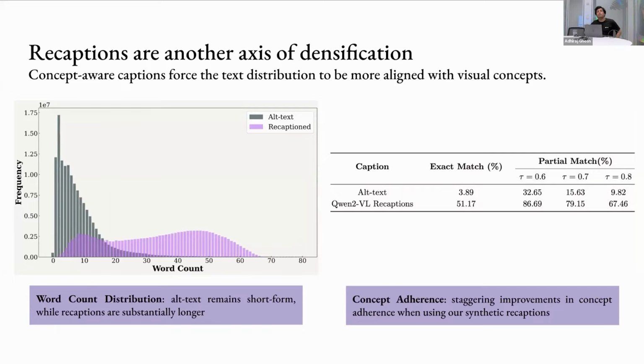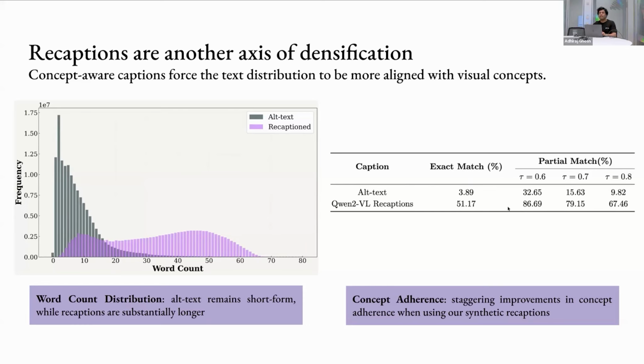Some more statistics about the captioning. We show that the original alt text is again very left skewed, so in general, they're very short, whereas our recaptions are more flat. We balance out with respect to the actual image quality. So we balance out the text quality with our recaptions, to keep them at par.